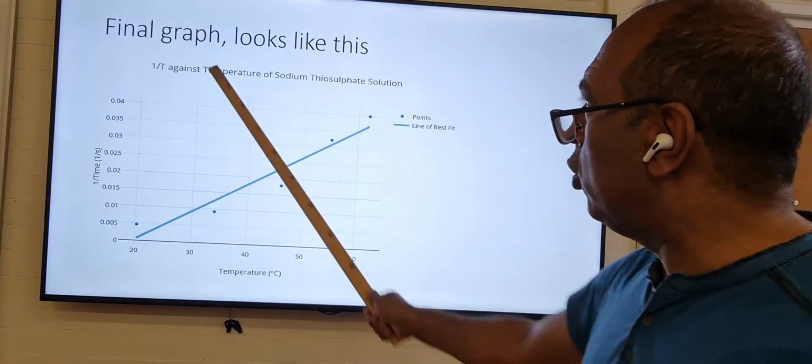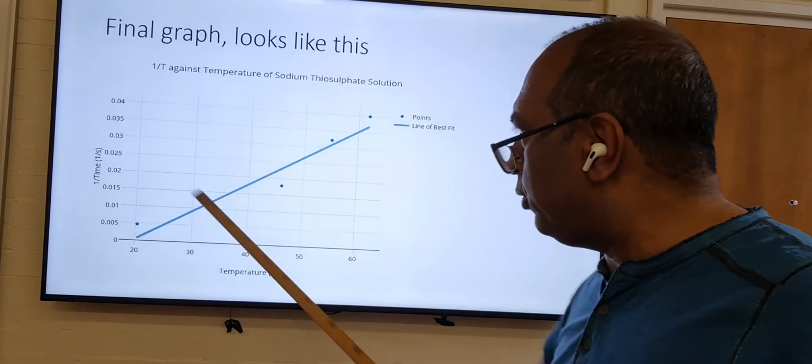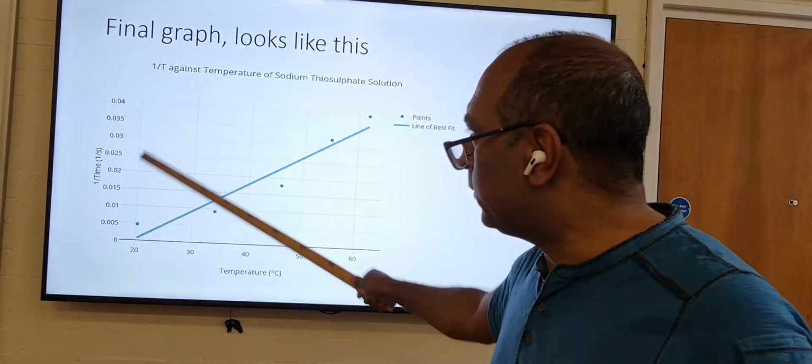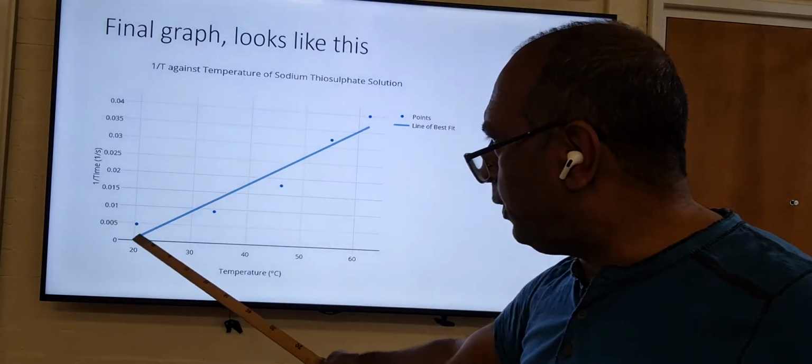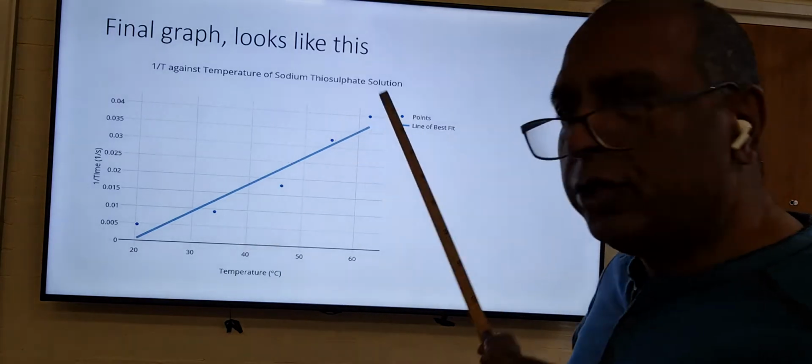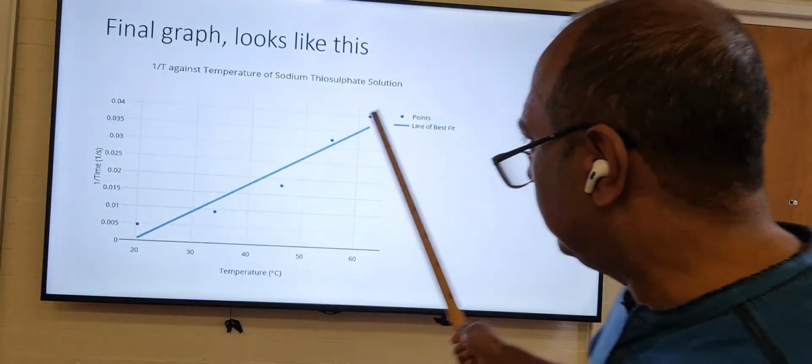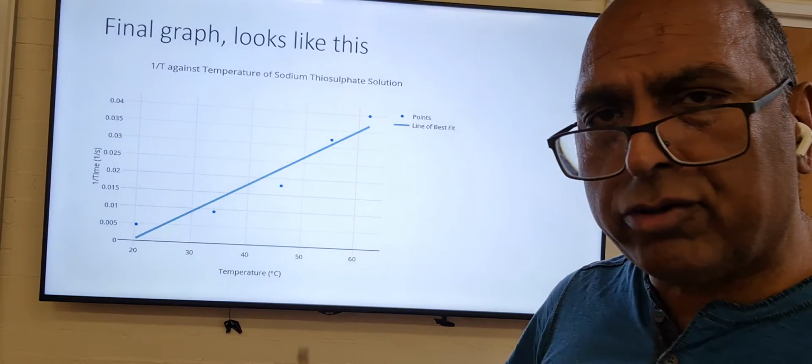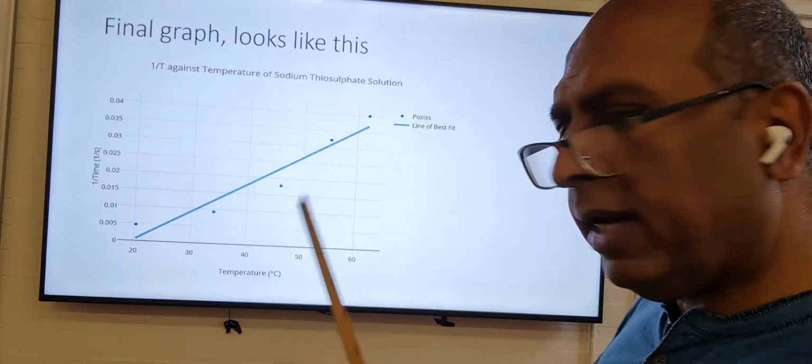It would look like this. 1 over the time, that would be the rate, and the temperature would be whatever temperatures you've done your 5 experiments at. And you would get a straight line through the origin. That is a boy result.